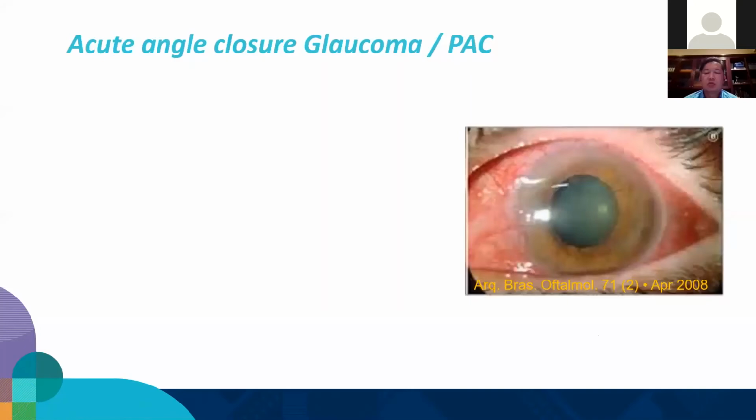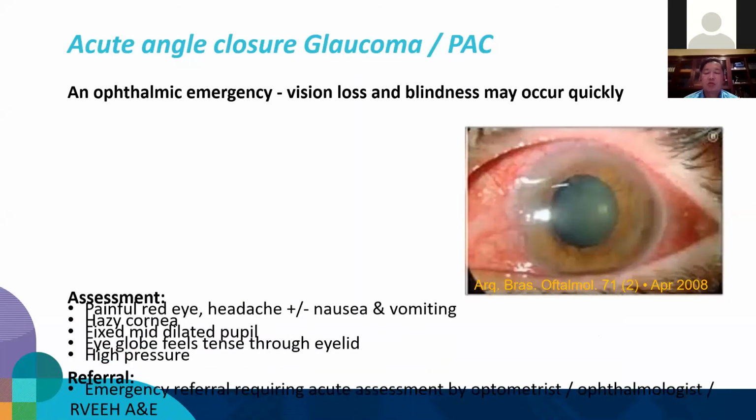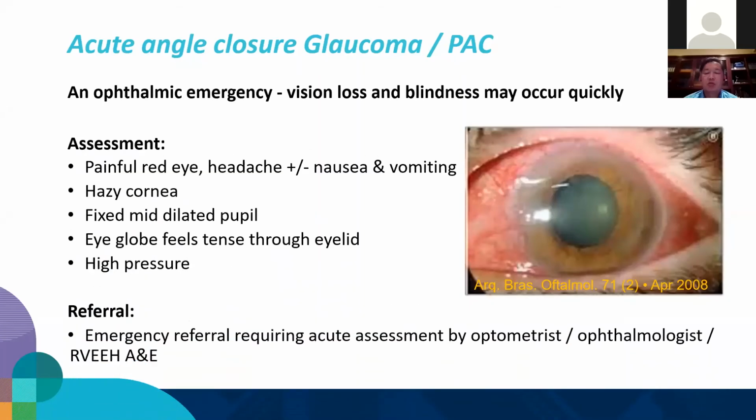So some patients, not all patients, have these pre-existing so-called sinusitis or migraine signs. They can present just very suddenly, basically painful red eye, headache, nausea and vomiting. The cornea is hazy, the pupil is mid-dilated, fixed, the eye is very red, the globe feels very tense, the eye pressure we're looking at like 50, 60, 70, with a normal of less than 22.